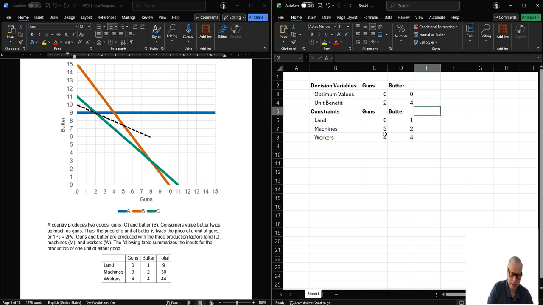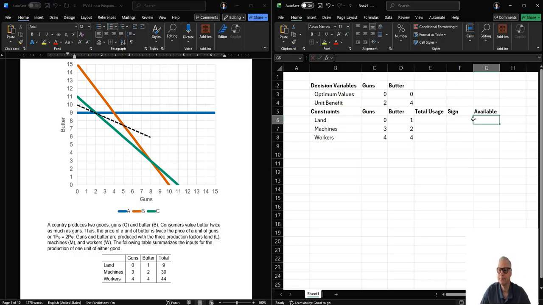Then we need the total usage. Okay, then we add the sign. And then we have a column for the available. And so we have 9 units of land, 30, 44. The sign is always less than or equal.